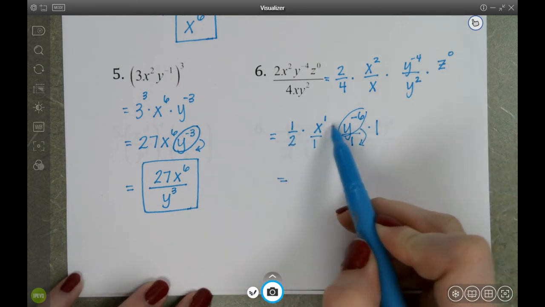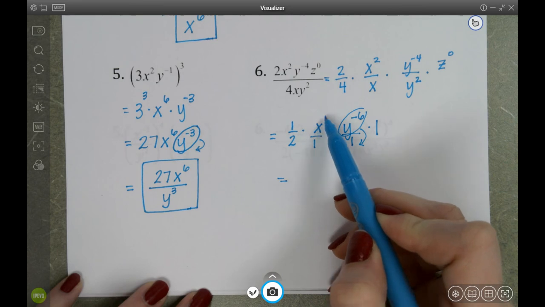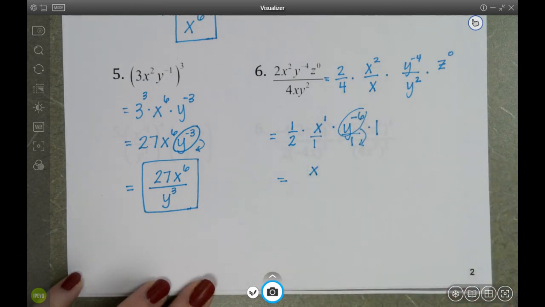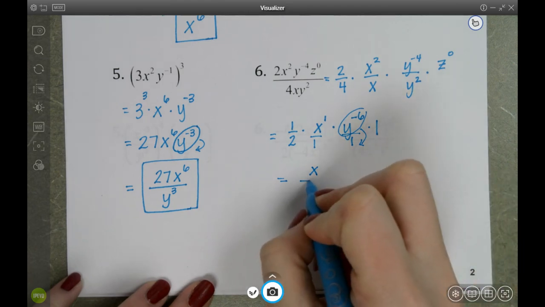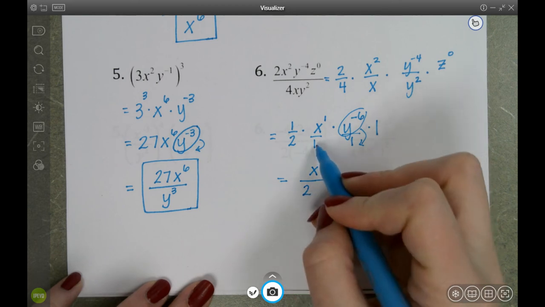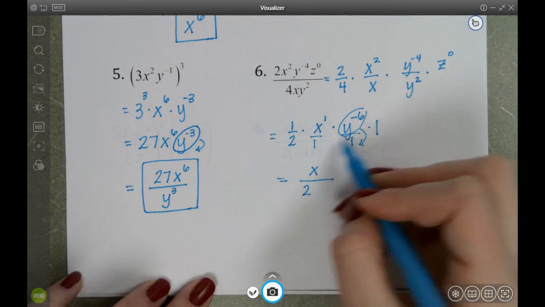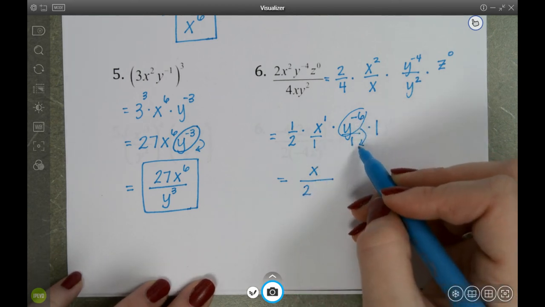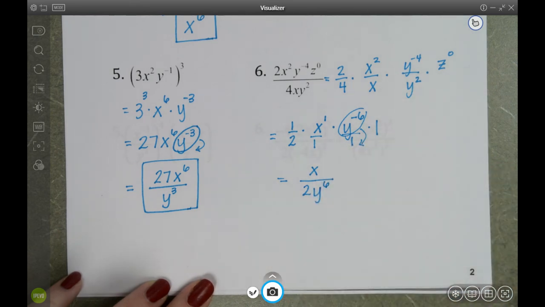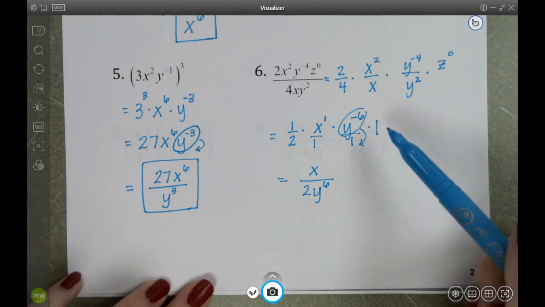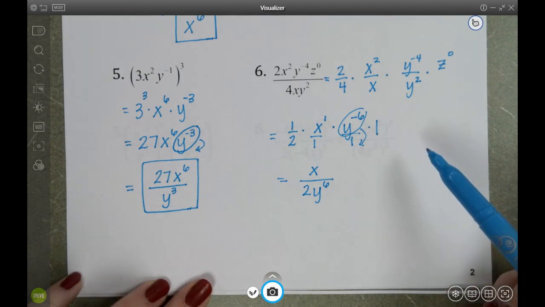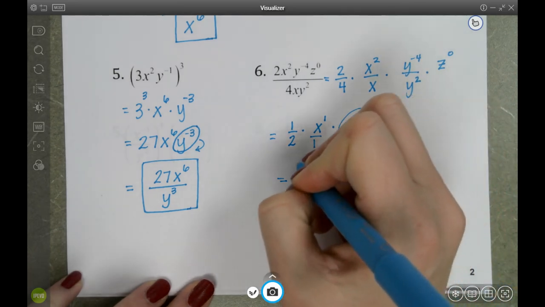So in the top of my fraction, I have 1 times x to the 1st power, which is just x. In the bottom, I have 2 times 1, which is just 2. And then when I move this y to the negative 6, it's going to become y to the positive 6. And then I have this times 1 here at the end, but if I multiply by 1, is that going to change anything? No. So this is my answer.